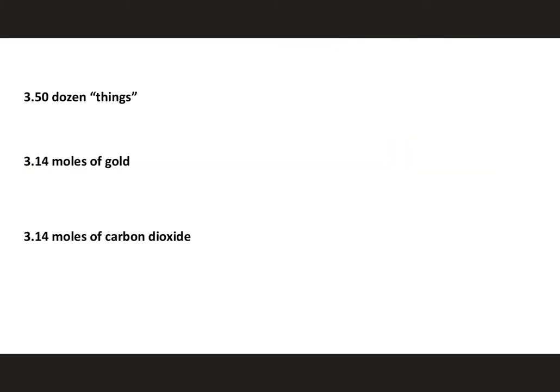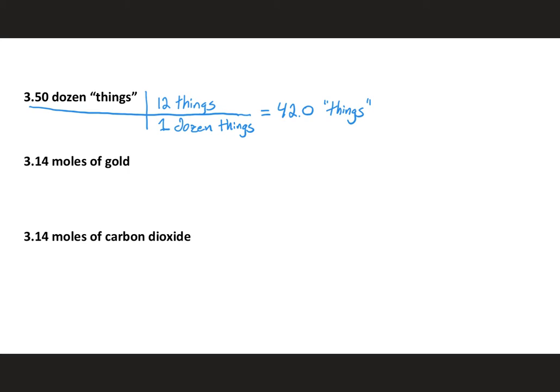So let's apply our dimensional analysis skills and convert dozens of things to number of things. If we have 3.5 dozen things, we know the unit conversion for that is 12 things per dozen. Multiply that out and we get 42 things in 3.50 dozen.